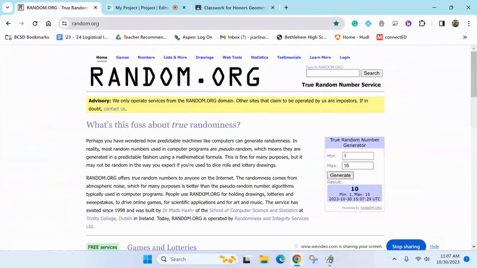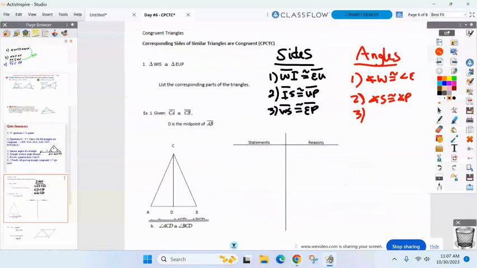And 10 again, Matt. The final pair. I and U. I and U. Yep.